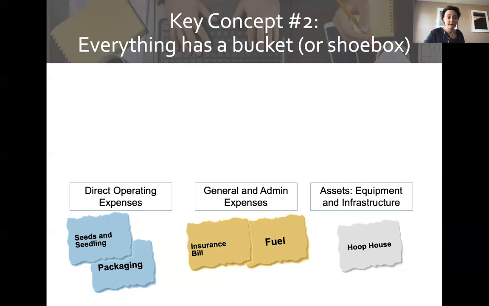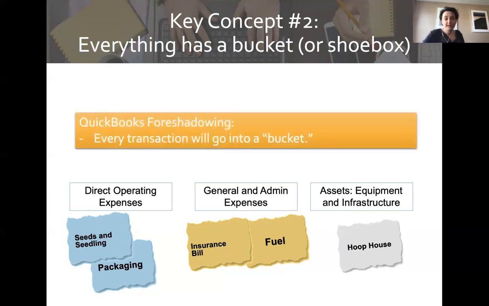And we'll have direct operating expenses. We'll have things like seeds and seedlings or packaging. We'll have general and administrative expenses, things like our liability insurance or fuel. We might have infrastructure investments in our business, such as purchasing a hoop house. And in QuickBooks, these buckets are called our chart of accounts. And we're going to make sure that every transaction goes into its appropriate bucket.